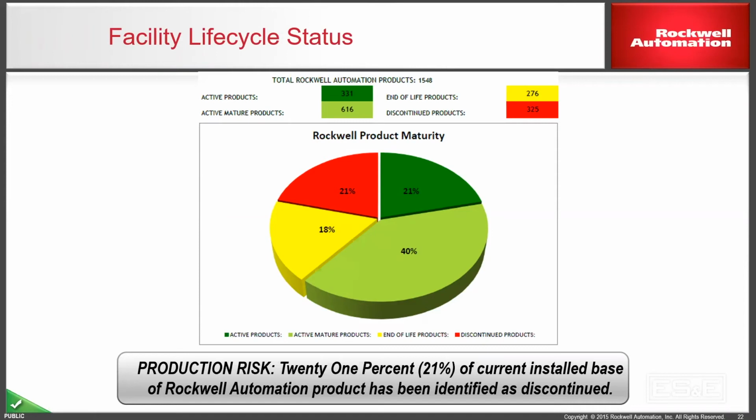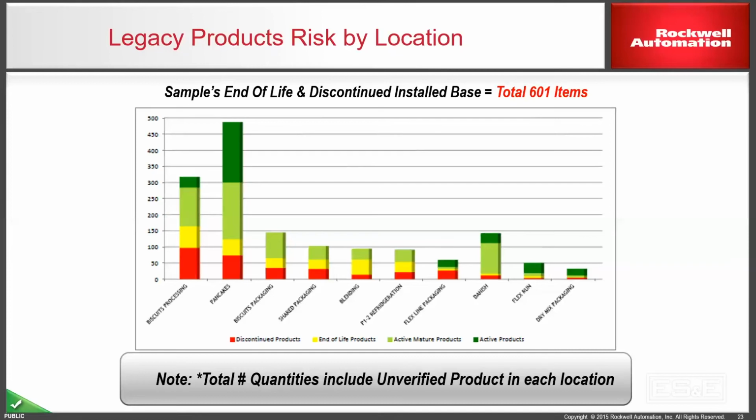Also by line. So instead of looking at the whole plant, when we break it down by line or by area, this is a huge priority piece. We can see here that the dry mix packaging is mainly active products. This is probably a newer line. Most of what we have is active. The flex line packaging, though, half of it is already discontinued. So this is going to help us pick, well, maybe one is more critical than the other, so that's what we focus on, or one has mainly active parts, so we don't need to prioritize it. We can break it down by area as well as part of this report.